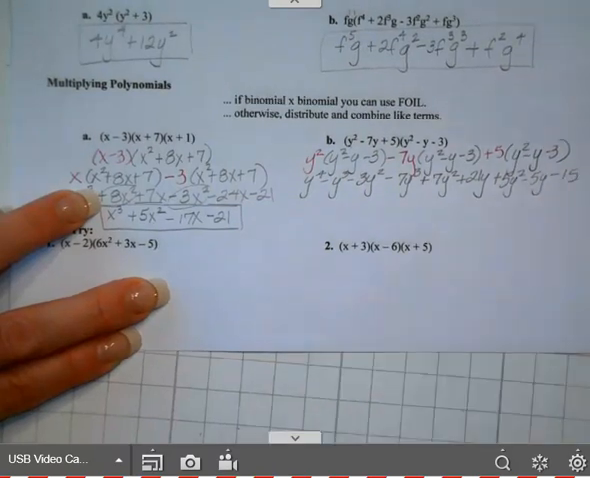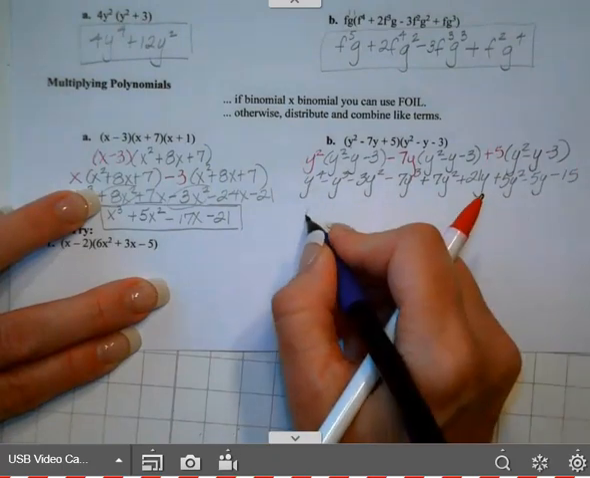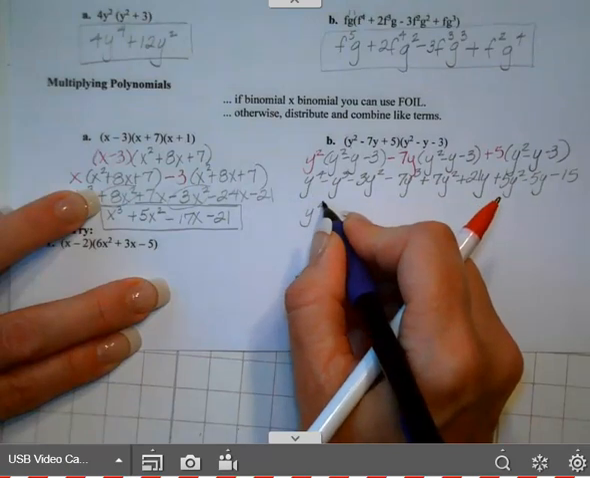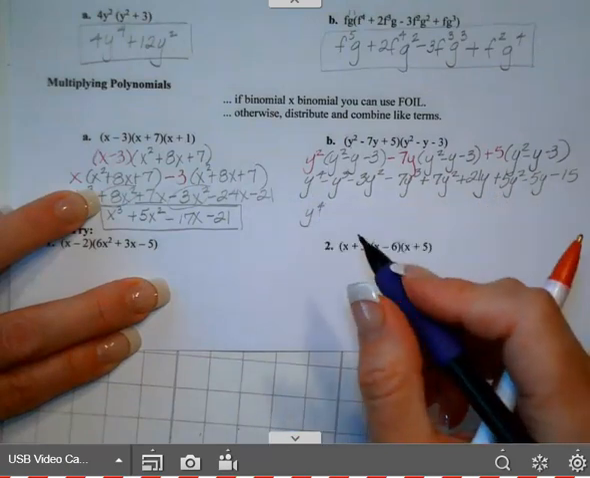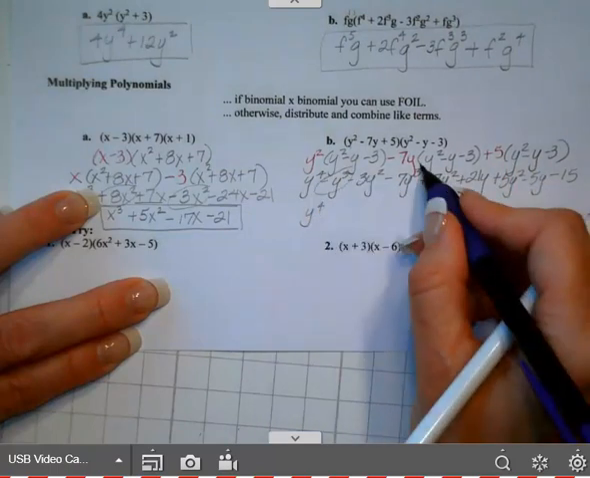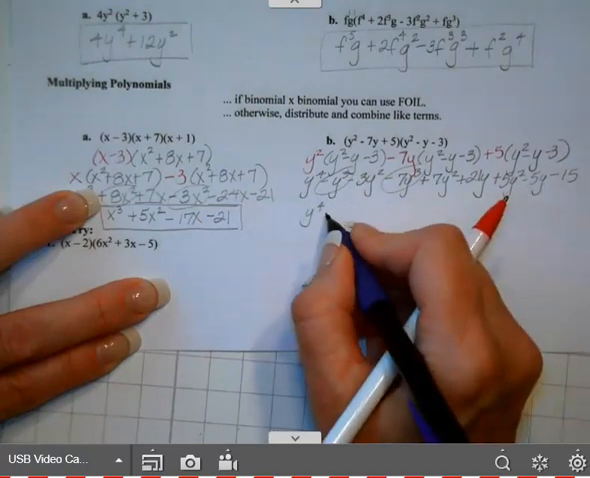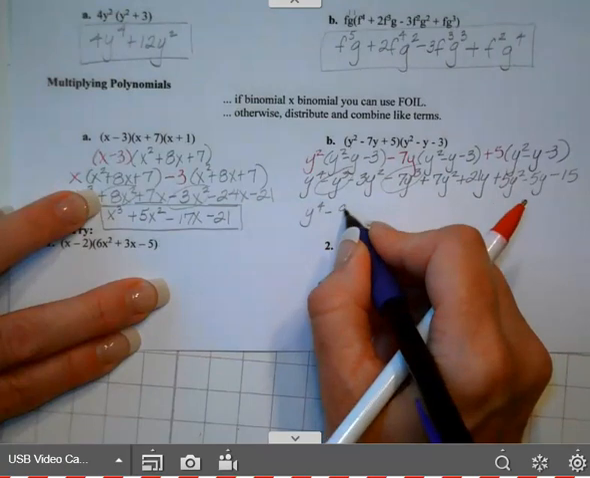Let's go ahead and collect our like terms. It looks like I only have one term with y to the 4th. And then my terms that have a y cubed, I have here, here, and it looks like those are the only two with y cubed. So this is going to be minus 8y cubed.